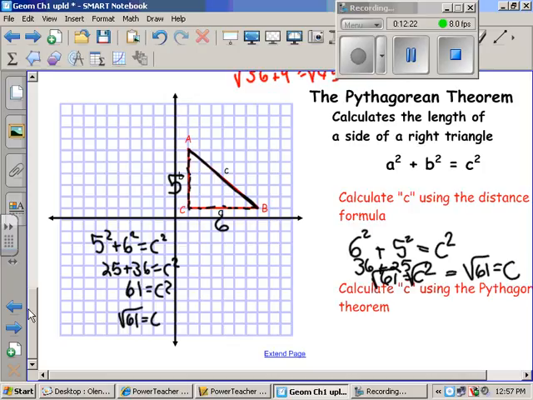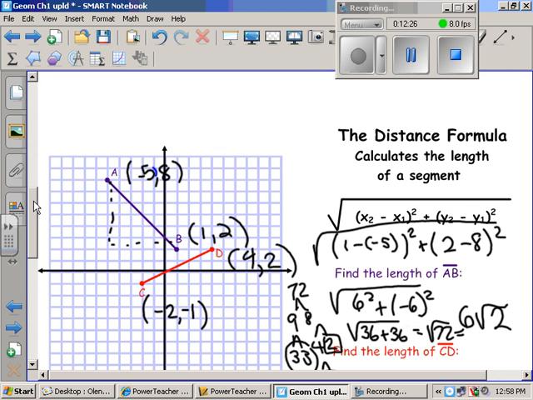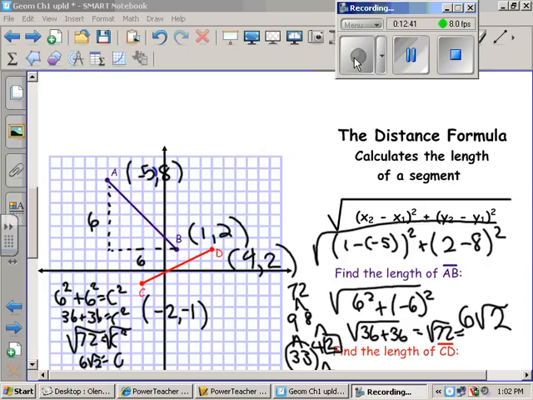So take a second and go back to AB here and calculate, using the Pythagorean theorem, the distance from A to B, and then what did you get as an answer? 6 square root of 2. It shouldn't change the answer the way you do it. So 6 squared plus 6 squared equals c squared. 6 plus 6, and then reduce it, take the square root.